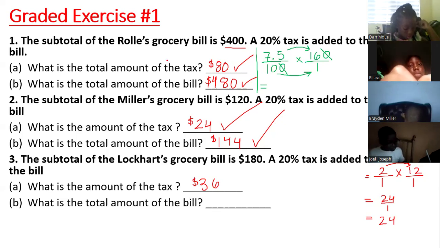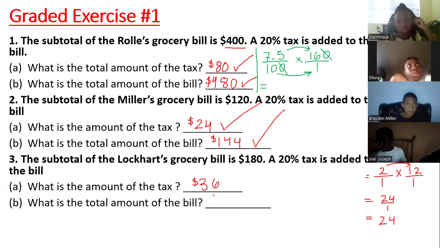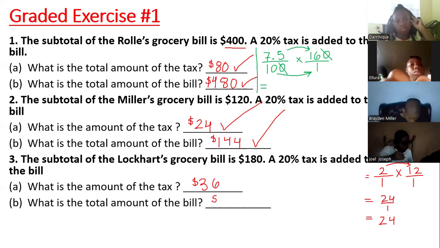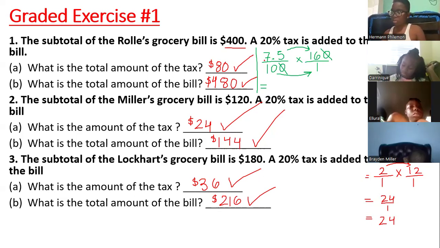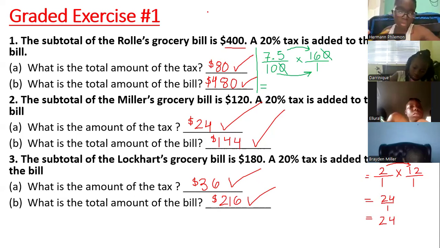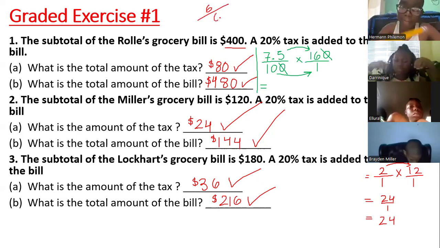216. Very good. I got 216. Did anyone get all of them right? I got all three right. Yes, sir. I got all right. Excellent. If you got all right, please put a tick next to your work. Very good.